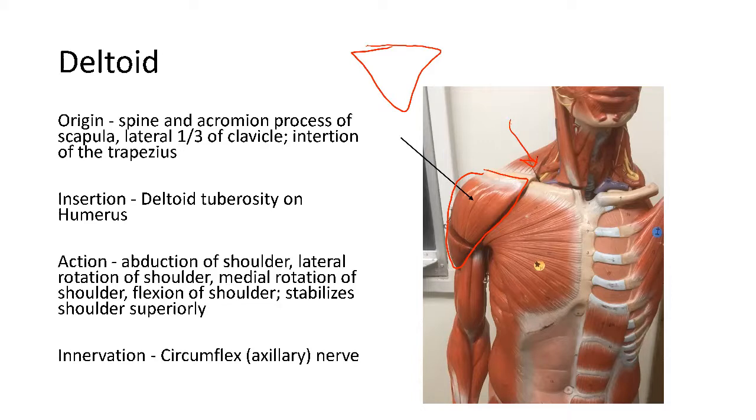Its innervation, we're finally going to get to the named nerves. The named nerve for the deltoid is called the circumflex nerve. You may also call it the axillary nerve, but that is deltoid.